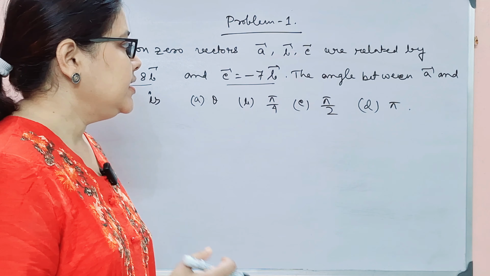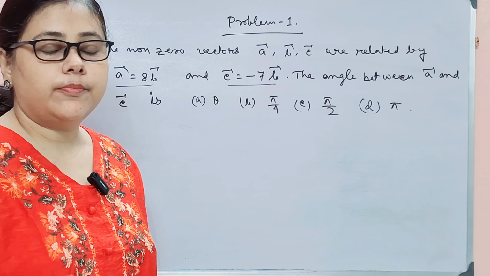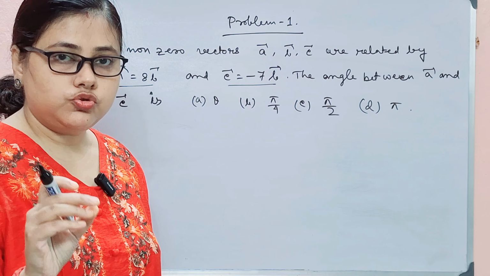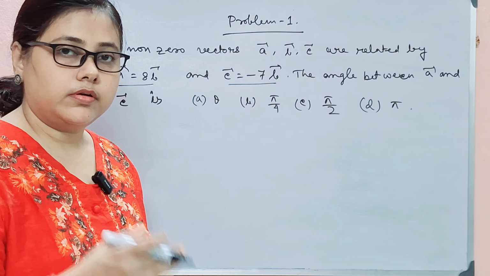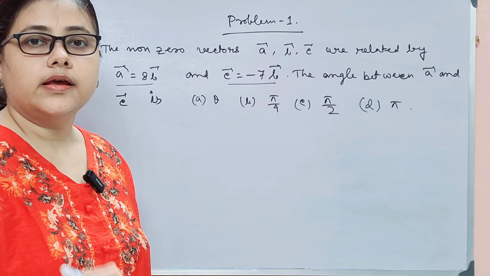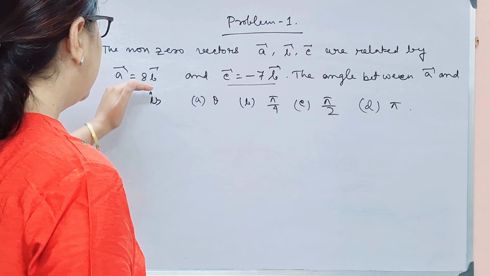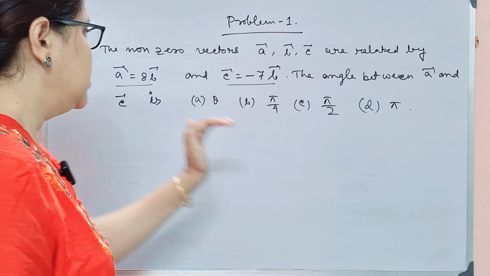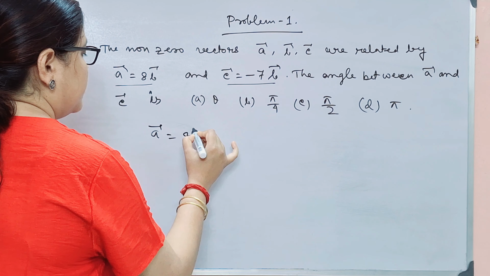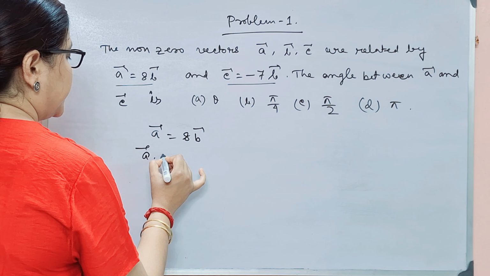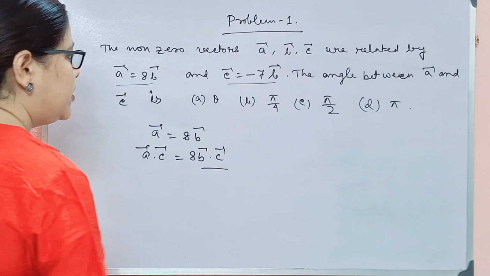Whenever we need to find the angle between two vectors, we will have to find the scalar product of these two vectors, so that the cosine of the angle between them is calculated, and then we can easily find the angle. So scalar product means A dot C. From this equation we can find A equals 8B, means A dot C equals 8B dot C. Now we will have to find out B dot C.